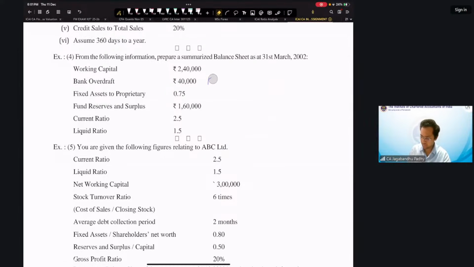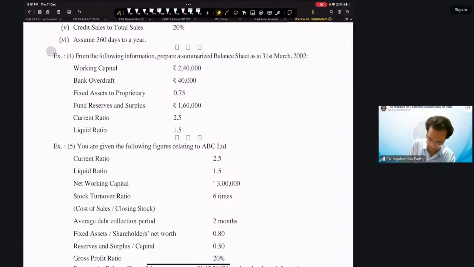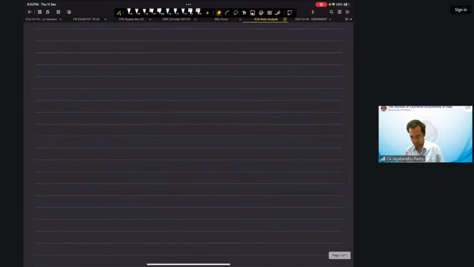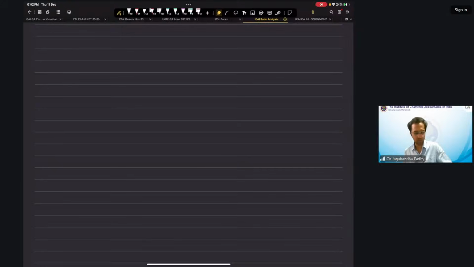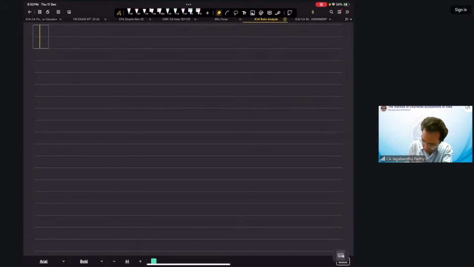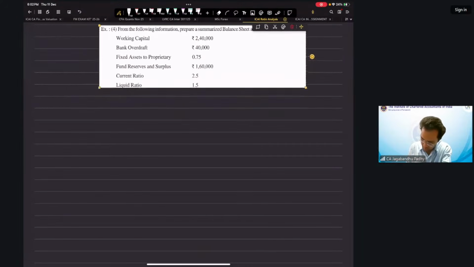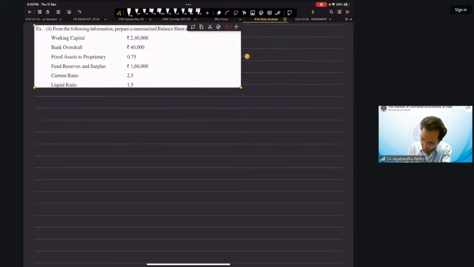Let's look at this question 4. Let me paste it into our answer sheet. Today I'll be solving in pen paper mode, not using much of the Excel, because I just want you guys to get an idea of how we are supposed to represent the things. From the following information, you have to prepare a summarized balance sheet.